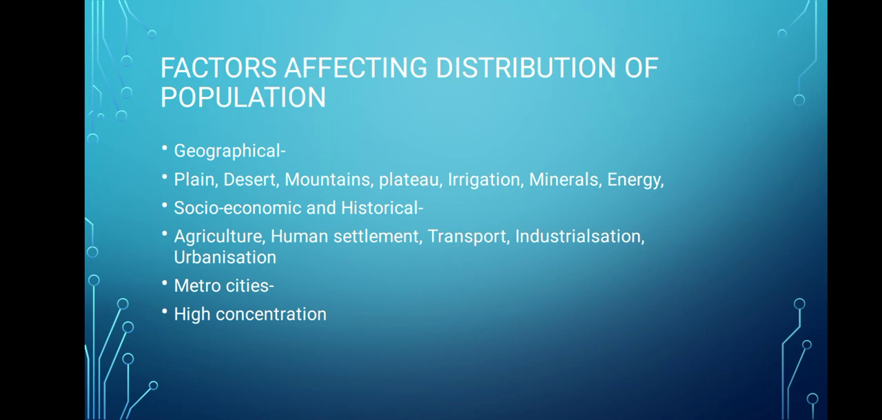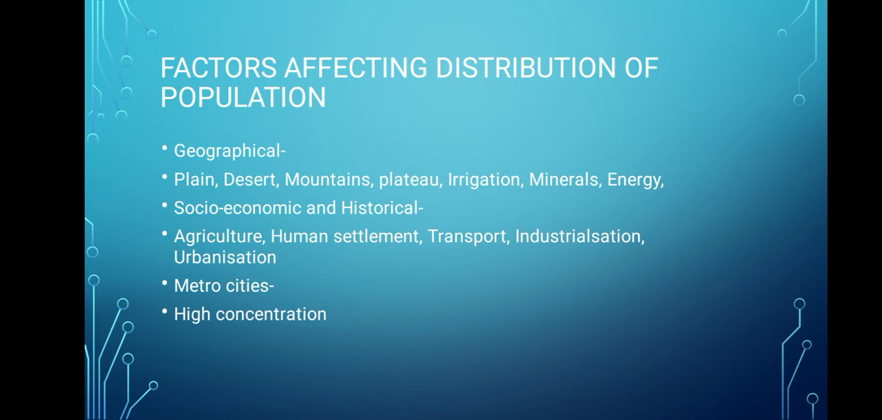The other factors that affect are irrigation, minerals, and energy. In plain areas, irrigation facilities are much available. That is the main reason the northern plain of India is highly populated. If some area has many minerals, mining activity develops there, and people from near and far try to settle there because there is opportunity of jobs. So such areas also have either moderate or high population. The same thing can be said about energy also.